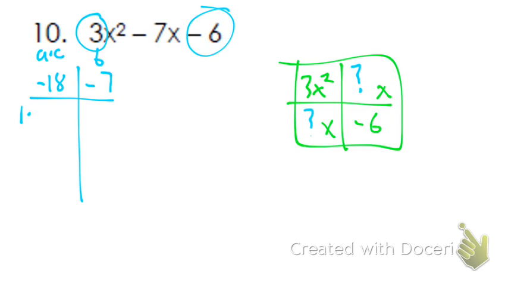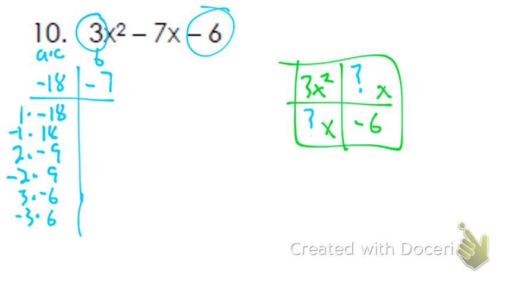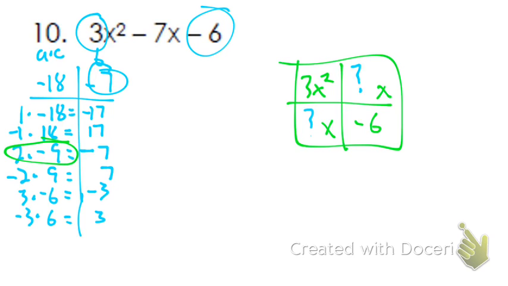So I'm going to start with 1 times negative 18, and then I'm going to do negative 1 times positive 18. 18 is even, so I also have 2 times negative 9, negative 2 times positive 9, and then I have 3 times negative 6, and negative 3 times positive 6. And that should be all the factors. If we add all these together, that gives us negative 17. This gives us positive 17, negative 7, positive 7, negative 3, positive 3. I'm looking for what adds to negative 7, so let's circle those, which would be these.